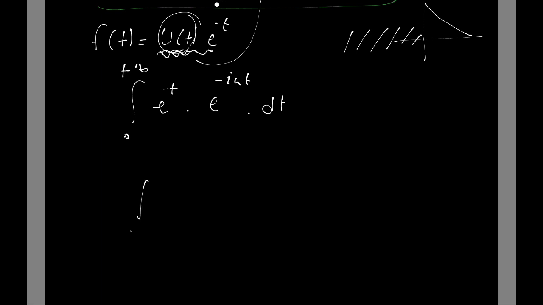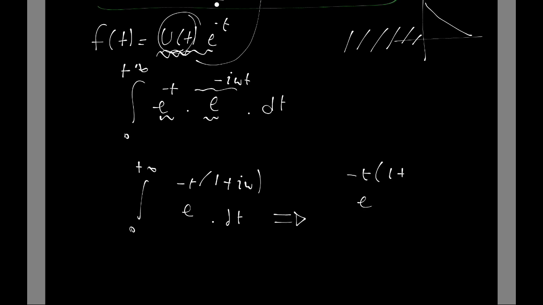Now multiplying the two exponentials, the bases, and adding the indices, this gives 1 plus i omega. Performing the integration gives e to the minus t times (1 plus i omega) divided by minus (1 plus i omega), from 0 to plus infinity.